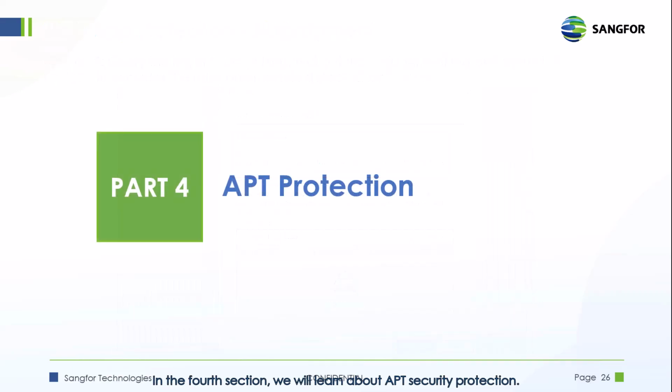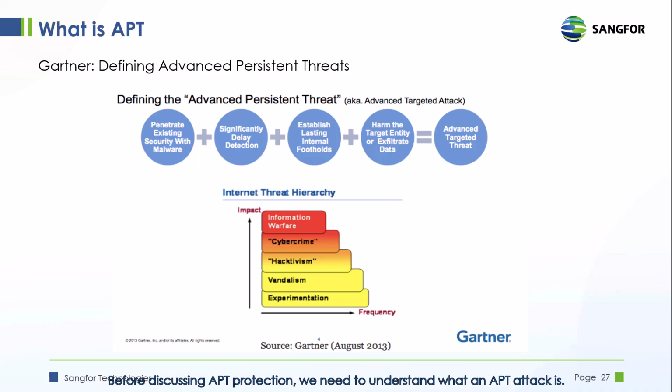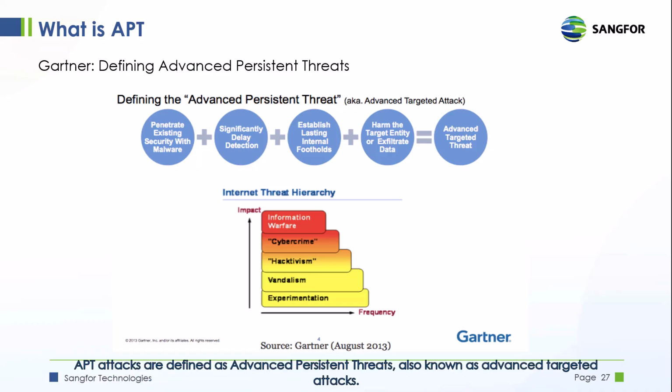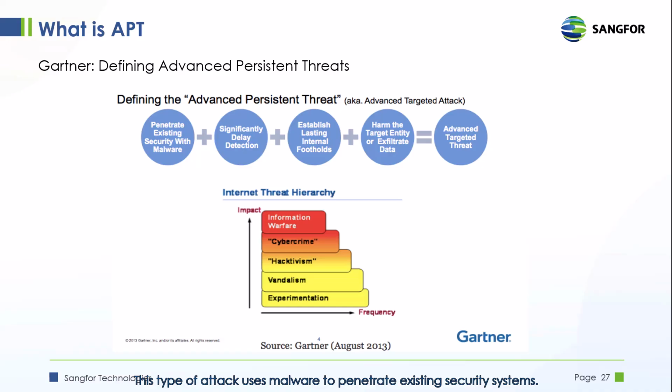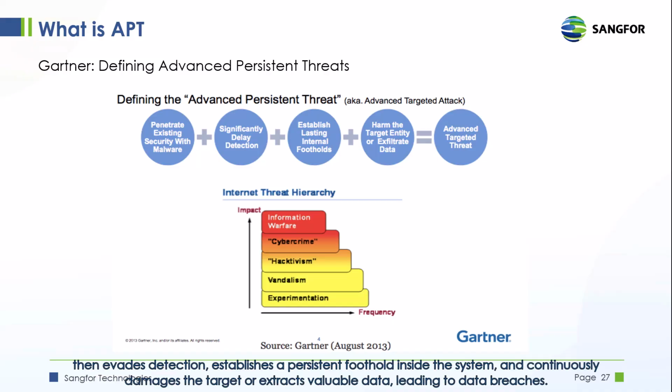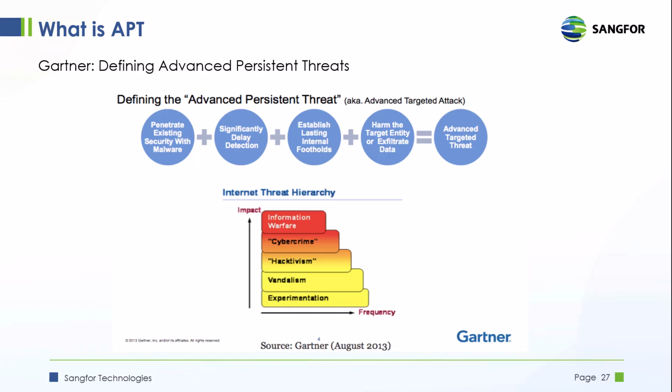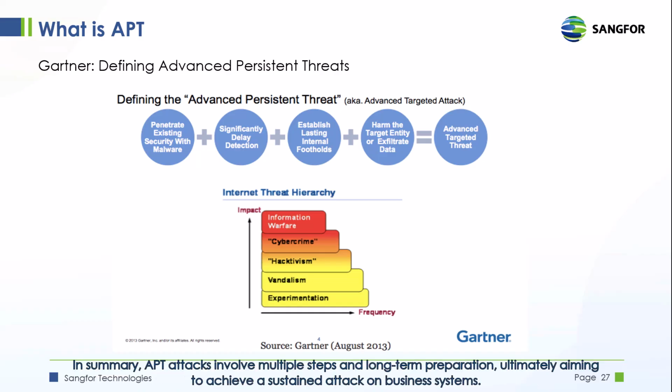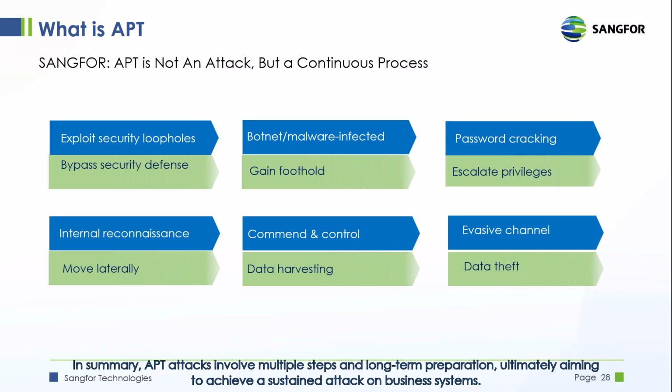In the fourth section, we will learn about APT security protection. Before discussing APT protection, we need to understand what an APT attack is. APT attacks are defined as advanced persistent threats, also known as advanced targeted attacks. This type of attack uses malware to penetrate existing security systems, then evades detection, establishes a persistent foothold inside the system, and continuously damages the target or extracts valuable data, leading to data breaches. In summary, APT attacks involve multiple steps and long-term preparation, ultimately aiming to achieve a sustained attack on business systems.